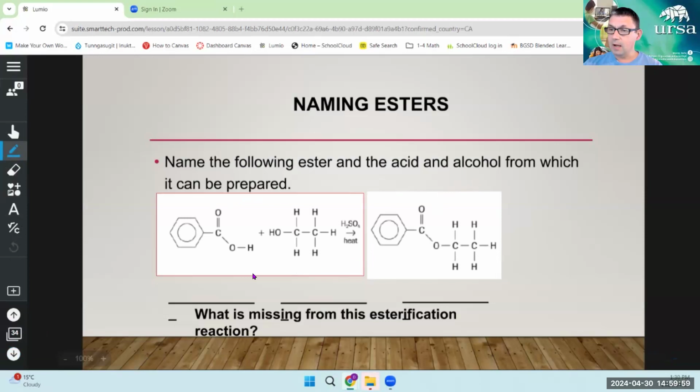Now let's name this one. We have benzoic acid.